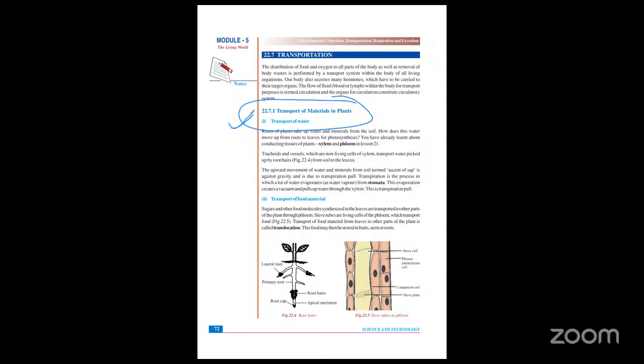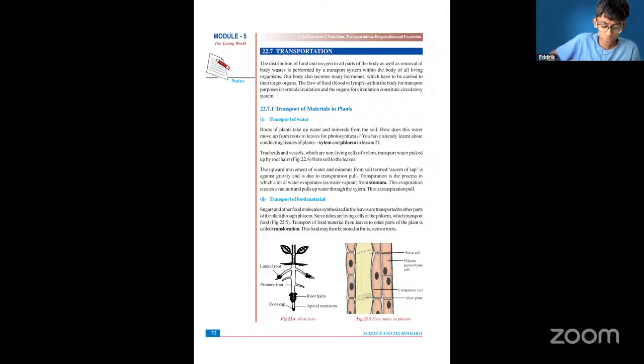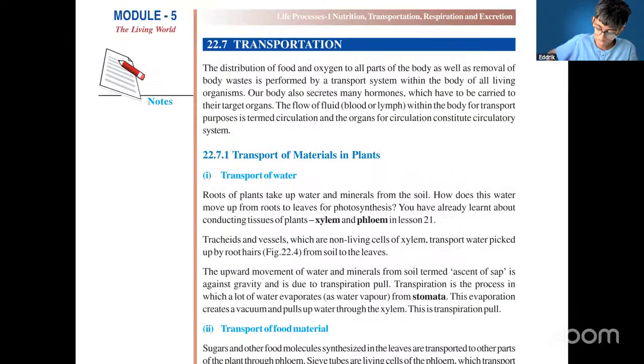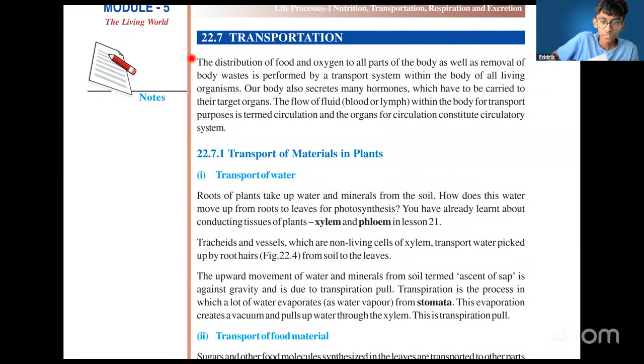So first we will learn about transportation in plants. Can you read this, Edric, please? Transport of water. Roots of plants take up water and minerals from the soil. How does this water move up from roots to leaves for photosynthesis? You have already learned about conducting tissues of plants, xylem and phloem, in lesson 20.